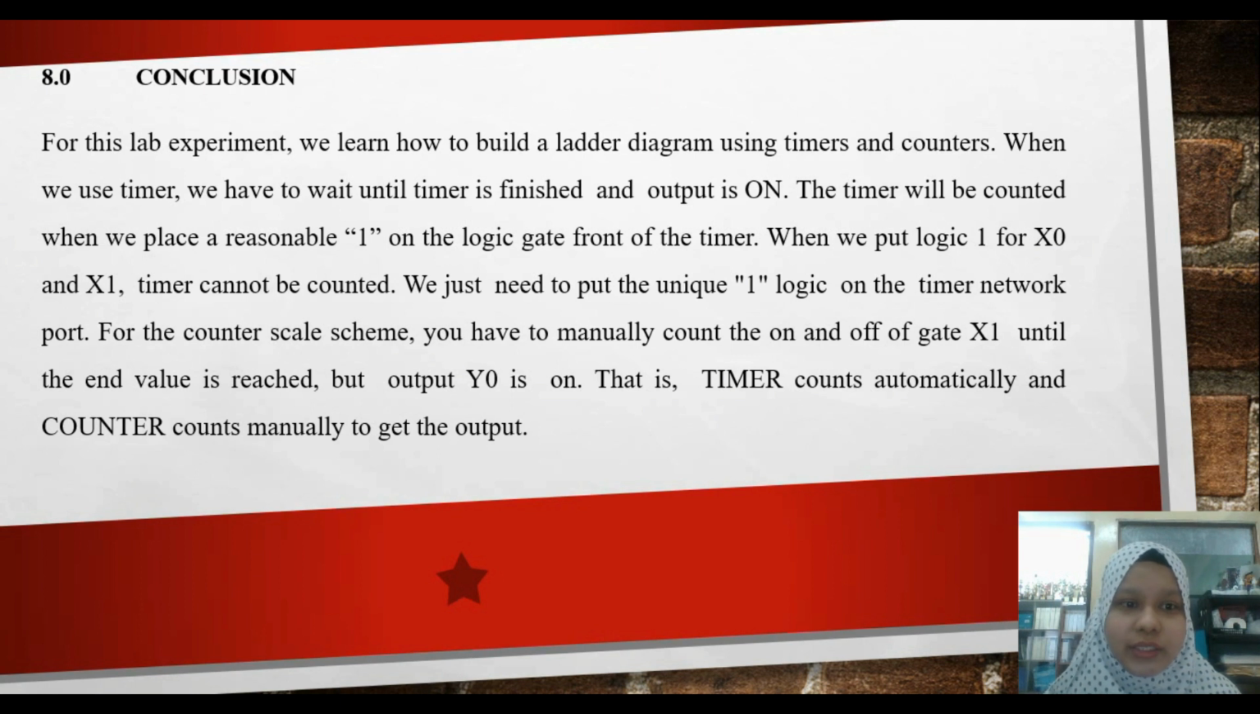For the counter ladder diagram, you have to manually count the on and off of gate X1 until the end value is reached, and then output Y0 is on. That is, the timer counts automatically and the counter counts manually to get the output.